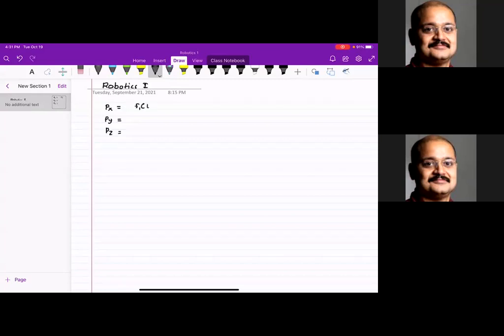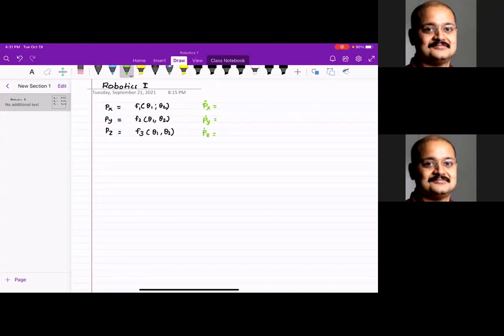So you will have f1, I'm going to say theta 1, comma theta 2. You're going to have f2, which is theta 1, comma theta 2. And you're going to have f3, theta 1, comma theta 2. And then what we want to do is we want to express this as px dot, py dot, and pz dot.